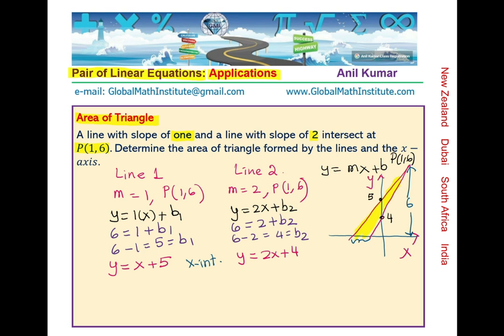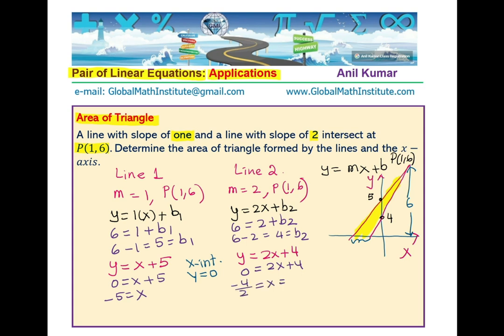So, to find the x-intercepts, I'll put y equal to 0. If I substitute 0 in the first equation, I get 0 equals x plus 5, and therefore the x value is minus 5. In the second case, if I put 0 for y, I get 0 equals 2x plus 4, and the x value will be minus 4 divided by 2, which is minus 2. So these 2 points are minus 5 and minus 2.